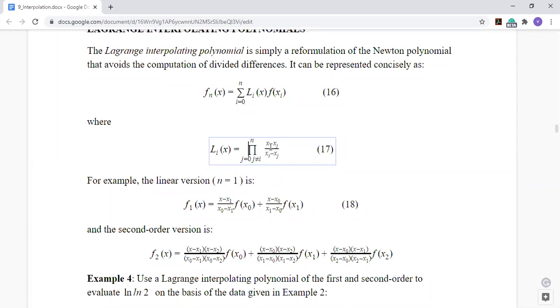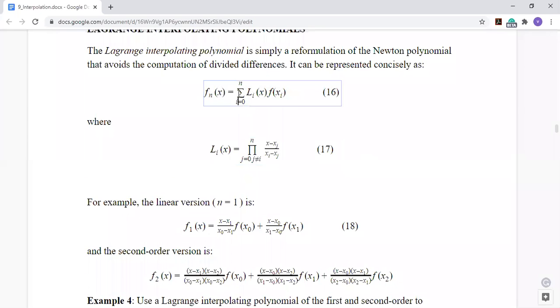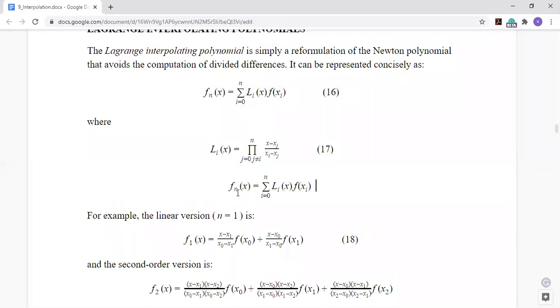So this is the general structure. The first method we did was Newton's divided difference method, but we want to use the Lagrange method to develop the polynomial. So for instance, this is the general expression where n is the order of the polynomial. To fit a first order polynomial, that's a linear line, n is equal to 1.